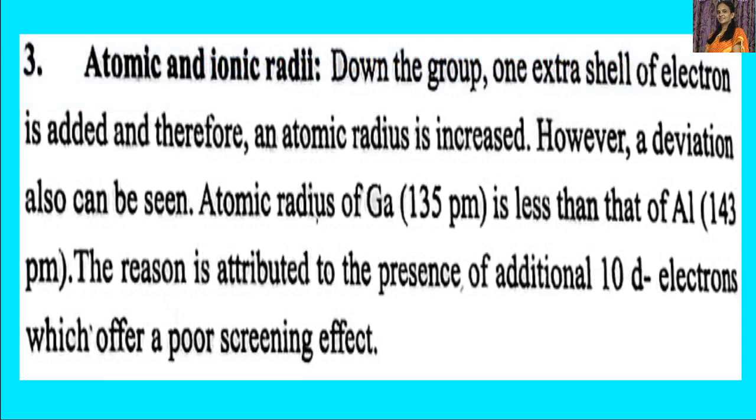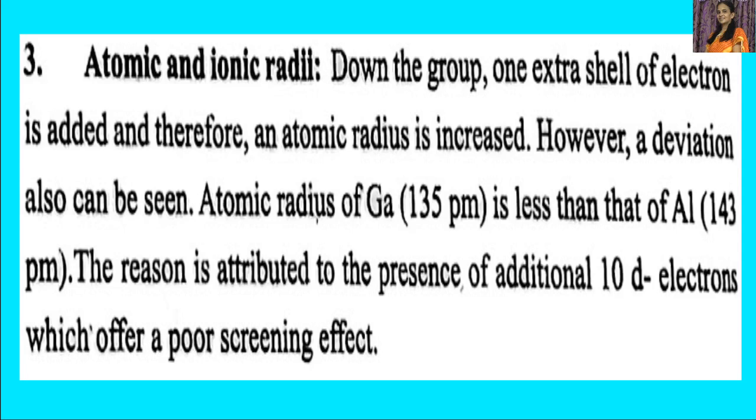Now, another general characteristic of this group of elements is atomic and ionic radii. As we move down the group, that is from boron to thallium, one extra shell of electrons is added, and therefore the atomic radius increases. Atomic radius increases due to the increase in the number of shells as we move down the group.